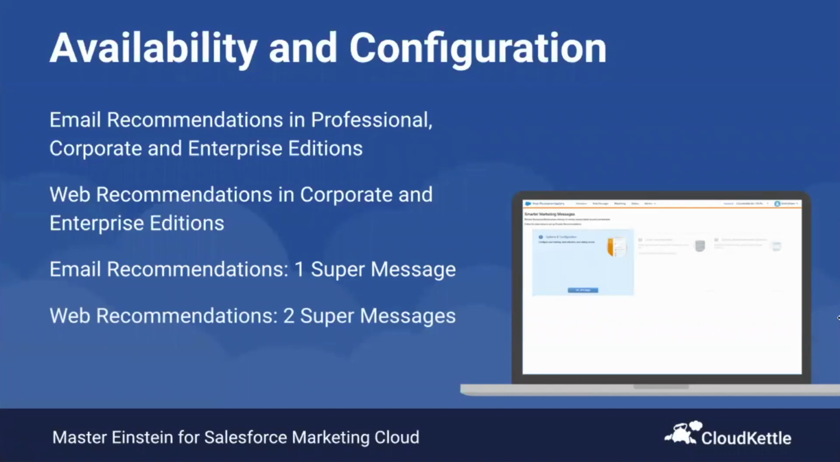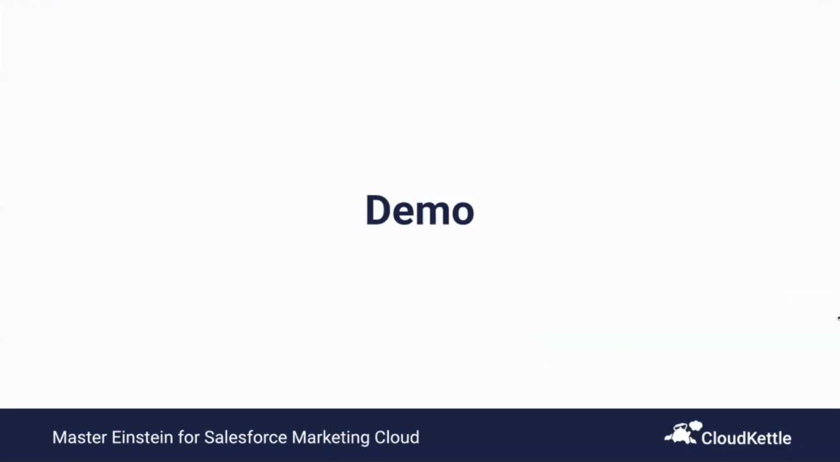Web recommendations count as 2 supermessages per block, again, regardless of the quantity of products included within the block. Einstein Recommendations is self-installable. Simply select Email Recommendations or Web Recommendations from the Einstein menu, and the Setup wizard will guide you through the 3-step process, as you can see on this screen. Well, let's now take a look at Einstein Recommendations in action.